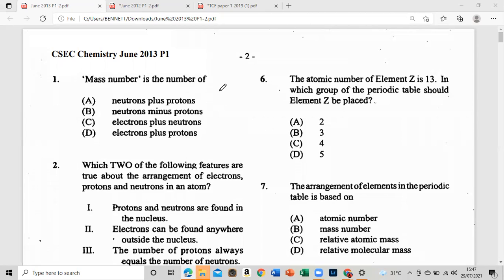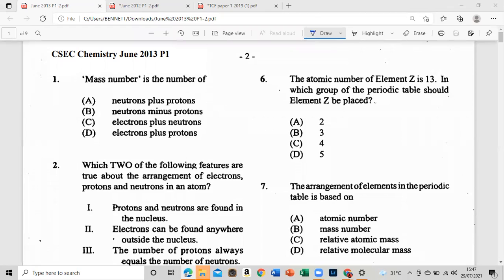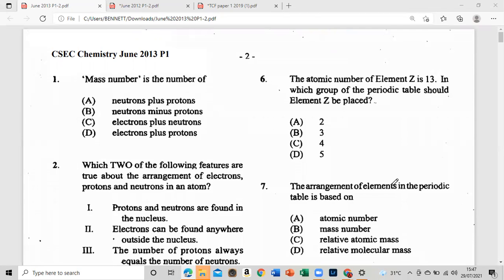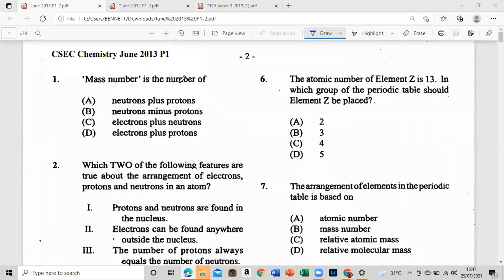I will try. All right, so this is June 2020, paper one, and let's begin. Again, we want to go through it as fast as possible. The mass number, we know that from the previous one, is the neutrons plus the number of protons.